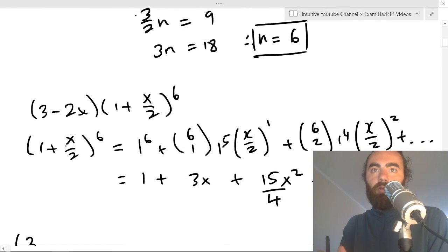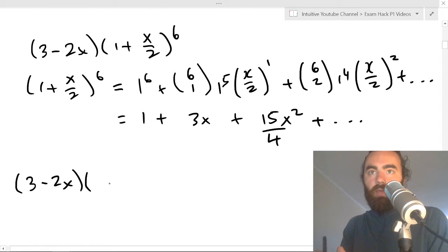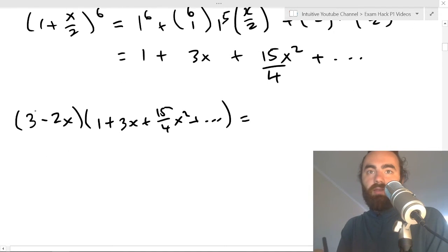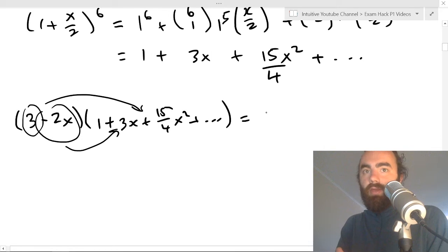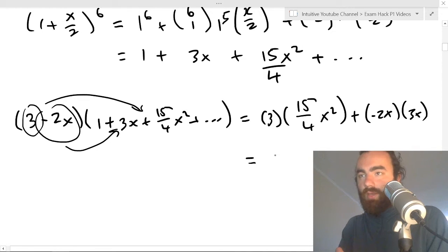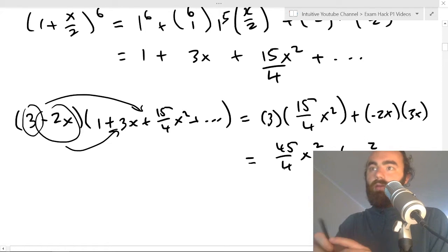So if we want to look at this expansion, we'll get 1 plus 3x plus 15 over 4 x squared, plus some more stuff. The only two things that will contribute to our x squared coefficient will be the 3 times the 15 over 4 x squared and the minus 2x times the 3x. So we get 3 times 15 over 4 x squared, plus minus 2x times 3x. So we get 45 over 4 x squared minus 6x squared.